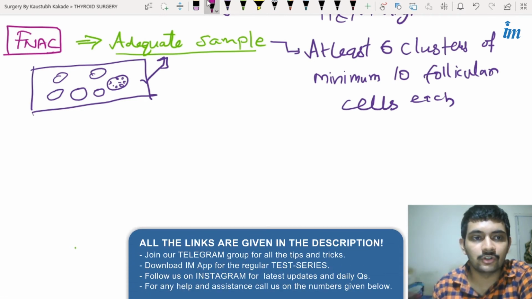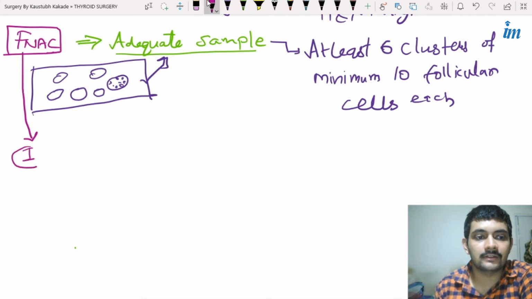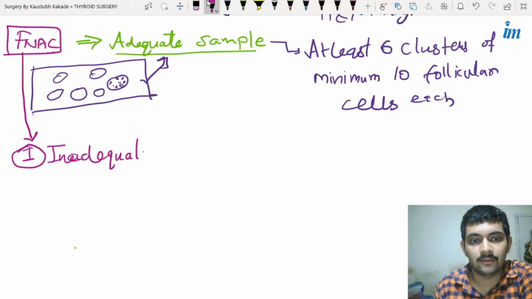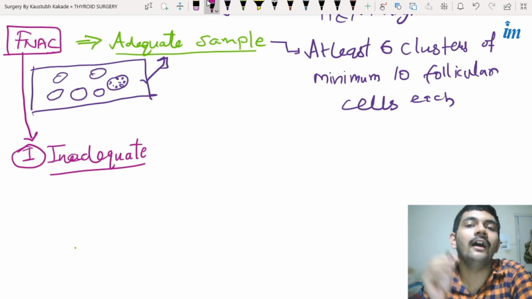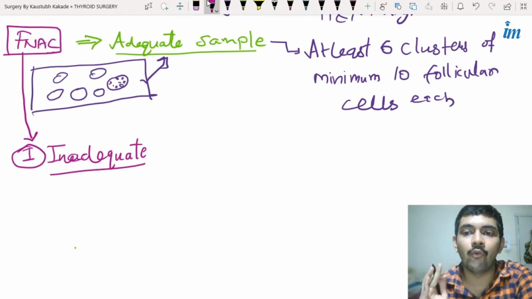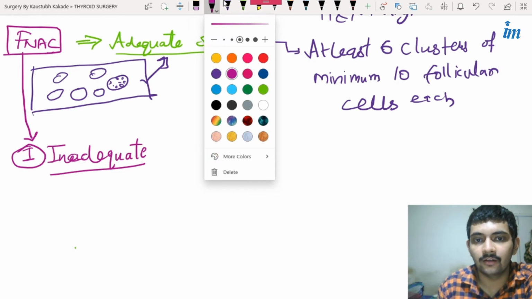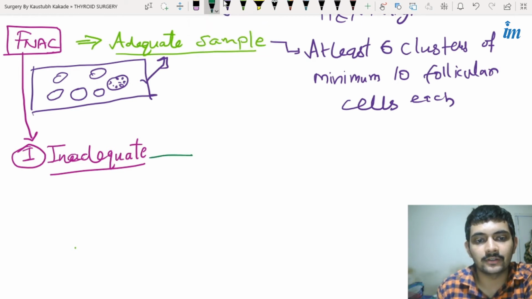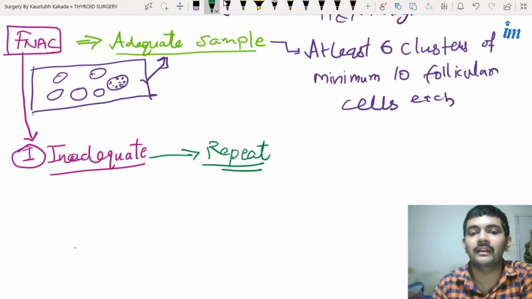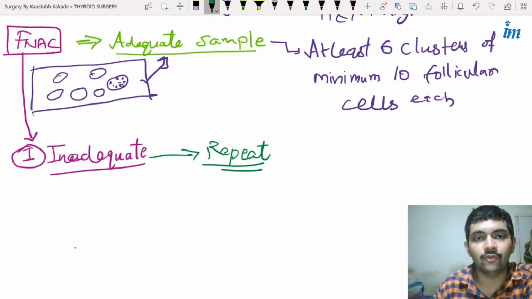So now suppose you have done an FNAC. The first possibility is that after doing an FNAC, it comes to be inadequate. That means this criteria of at least 6 clusters of a minimum of 10 follicular cells has not been fulfilled. What should be done next? Do you wait? No. You are already in a suspicion, so you repeat. Immediately, yes, you are going to repeat.